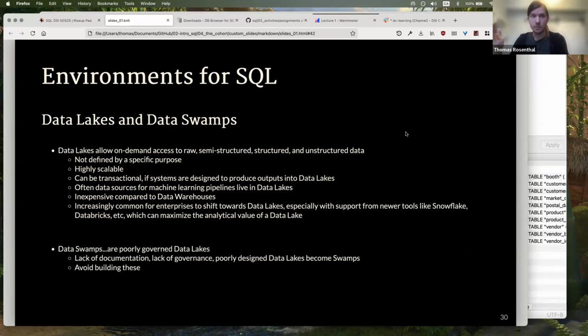They can also become data swamps, which are just your poorly governed data lakes. It's easy for a data lake to have a lack of documentation, a lack of governance, be poorly designed, and they become swamps for that. It means that there's no discernible source of truth for the data that you're finding in there. You might have repetition, but somehow it's slightly different. That's the downside to an ungoverned data lake. If you're building them, you should avoid building them.